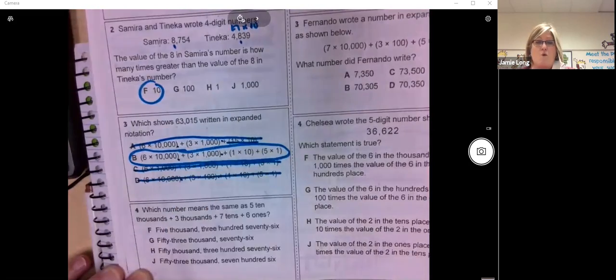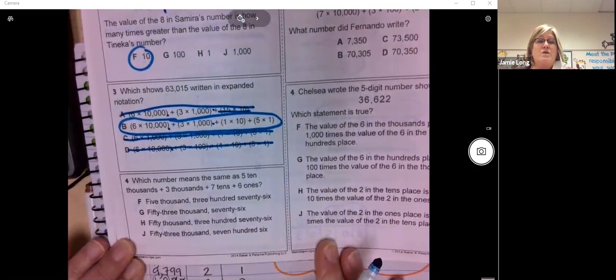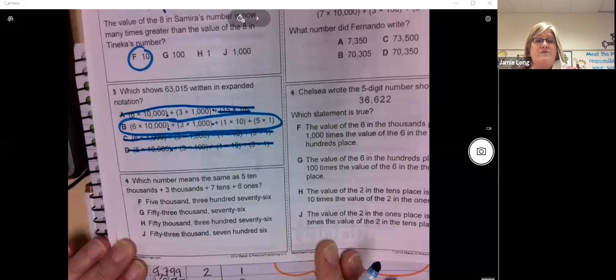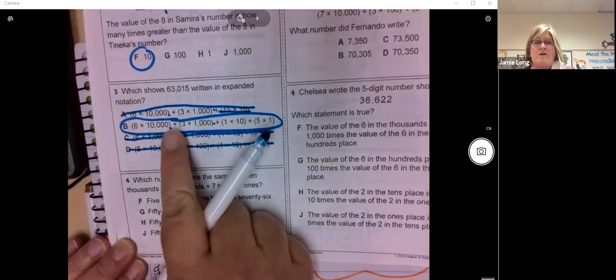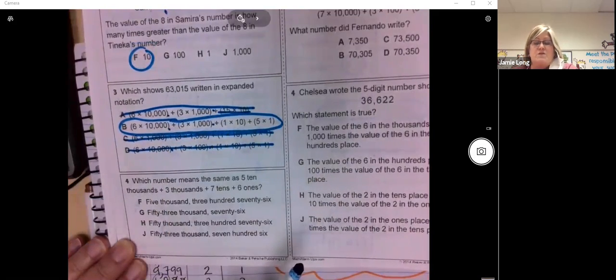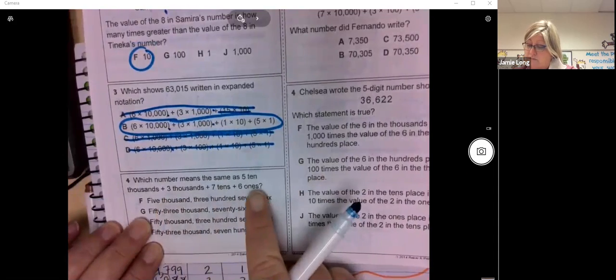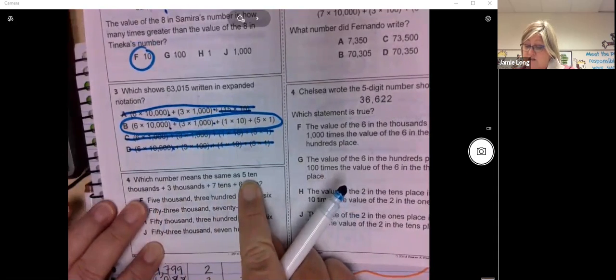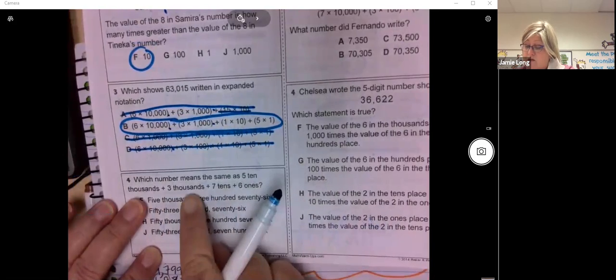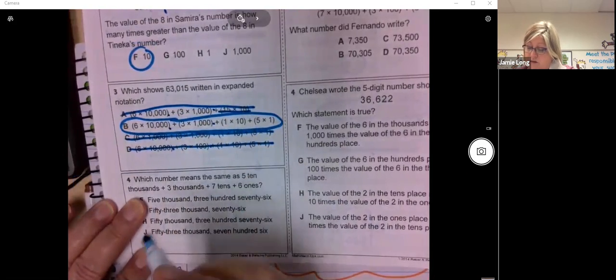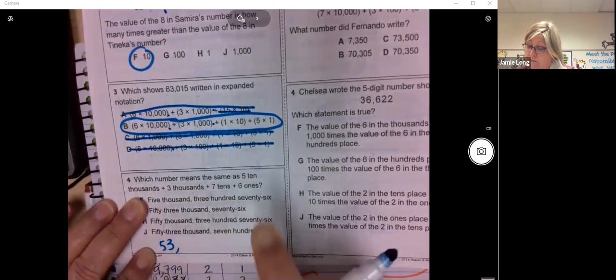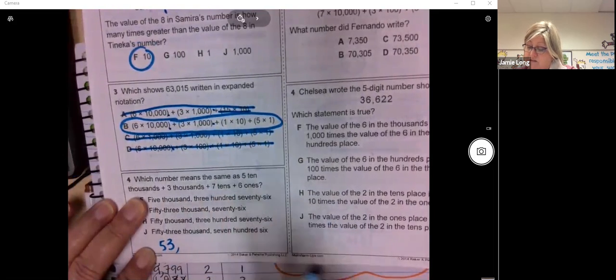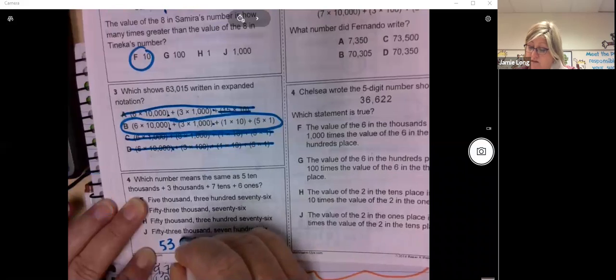So our elimination worked. And number 4, which number means the same as 5 10,000s plus 3,000s plus 7 10s plus 6 1s? So that's just another way, it's kind of like a cross between word form and expanded notation. So we're looking for something that has 5 10,000s, which is 50,000, right? Plus 3,000s is 53,000. So we're looking for 53,000. 7 10s, 6 1s, and then 0 there.